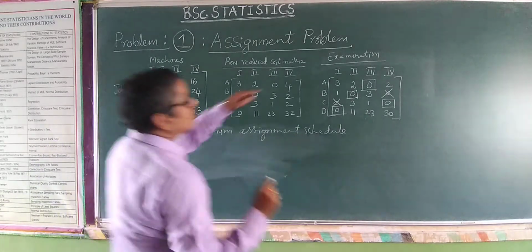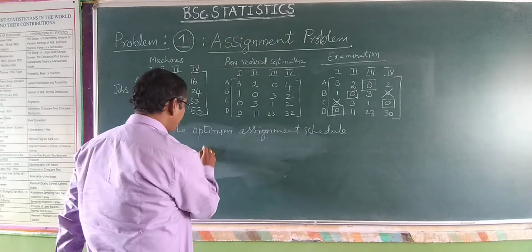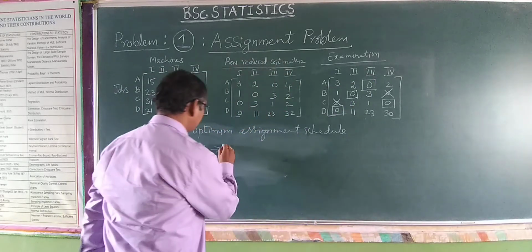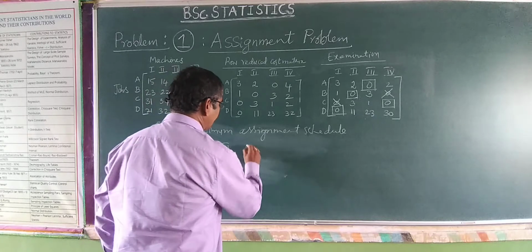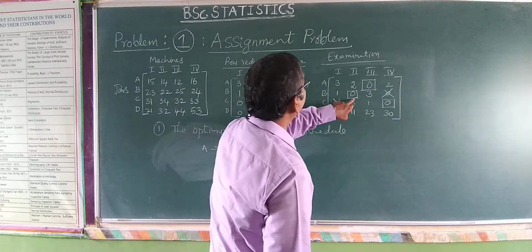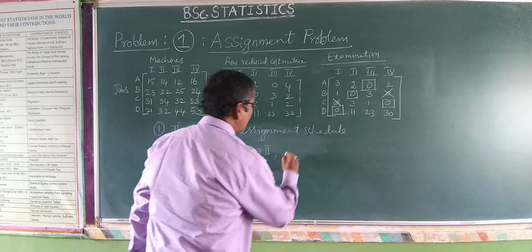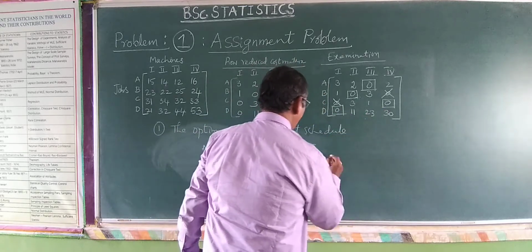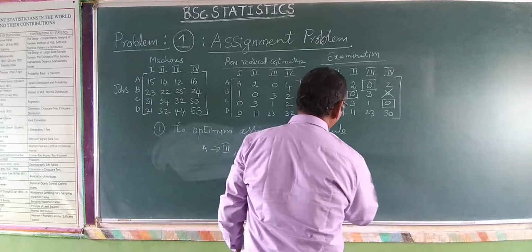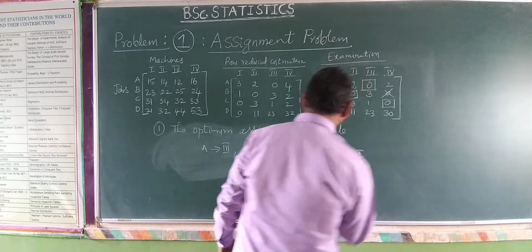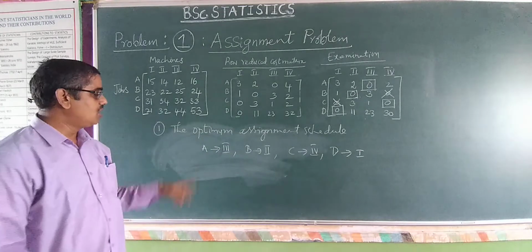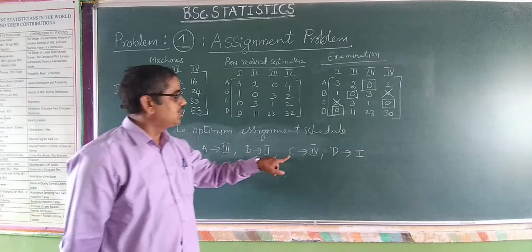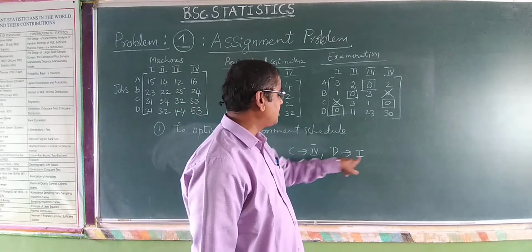So here you see the first job, A, it is going to be assigned to third mission. And second job, it is going to be assigned to second mission. And third job, it is assigned to fourth mission. And the fourth job, it is going to be assigned to first mission. This is the optimum assignment schedule. Job A is assigned to third mission, job B assigned to second mission, job C assigned to fourth mission, job D assigned to first mission.